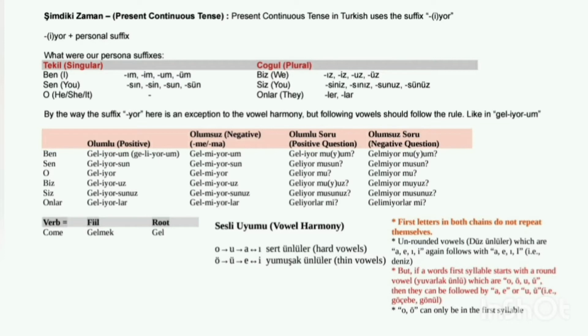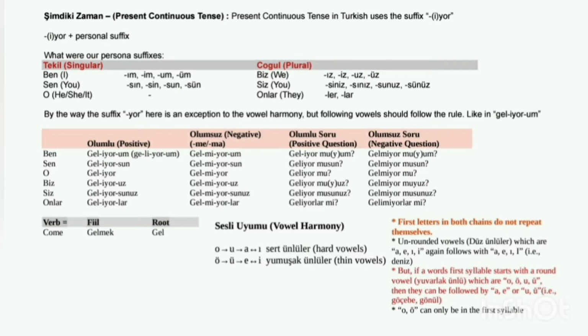We have said it takes iyor. What else does it take? Our personal suffix. Well, if you remember from our previous lessons, in Turkish, I, you, we, he, she, it, they, these are all represented by a suffix in our verb. That's why we don't have to use ben, sen, o at the beginning of our sentence. We don't have to mention that because we understand from our verb. Well, okay, let's go through our personal suffixes.